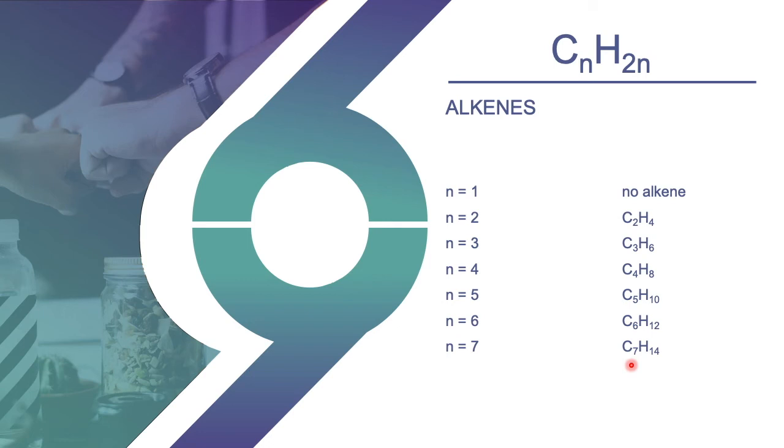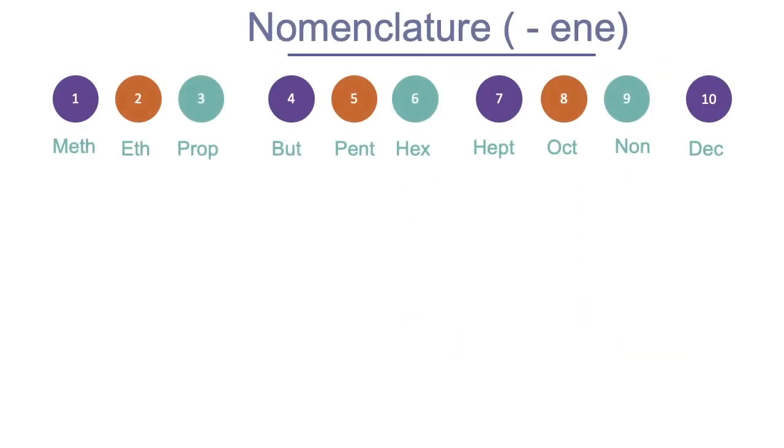Now again to talk about the nomenclature part. We have already discussed what happens with the prefix, and the prefix remains the same throughout. So 1 starts with meth, 2 eth, 3 prop, and so on to 10 dec. And then we only have to change the suffix. For double bonds, the suffix is -ene. That is why they are called alkenes. So that E is the suffix. Now let's start writing it.